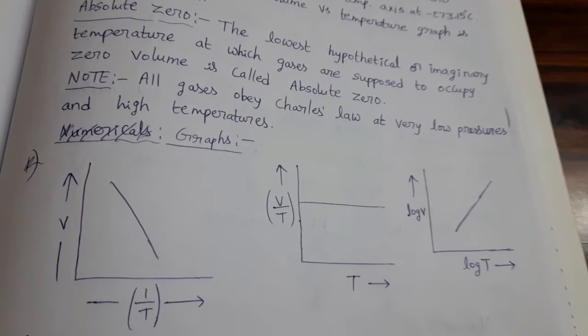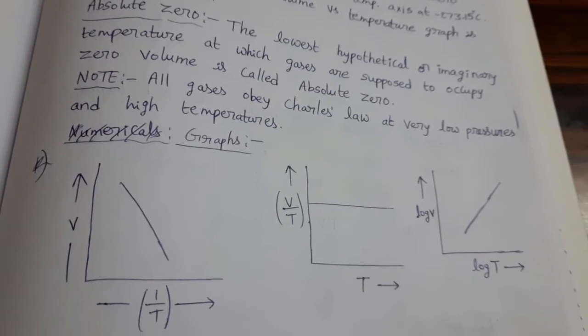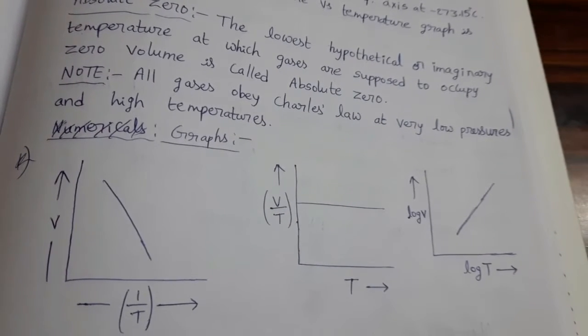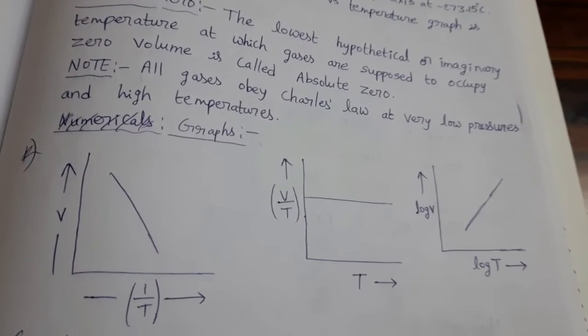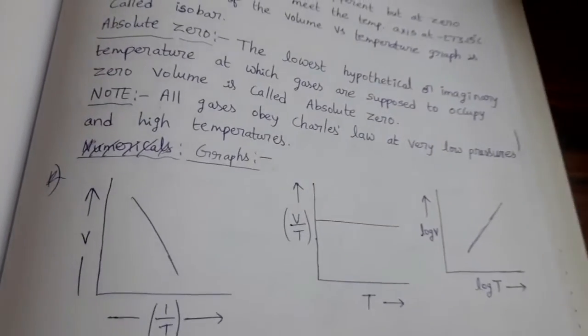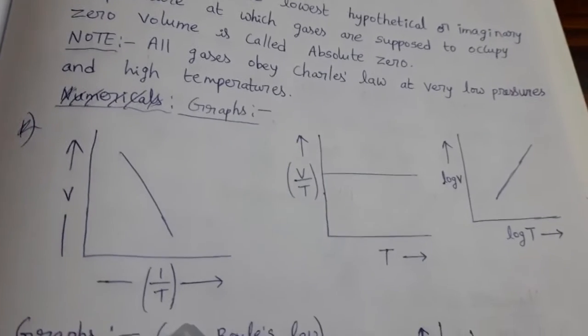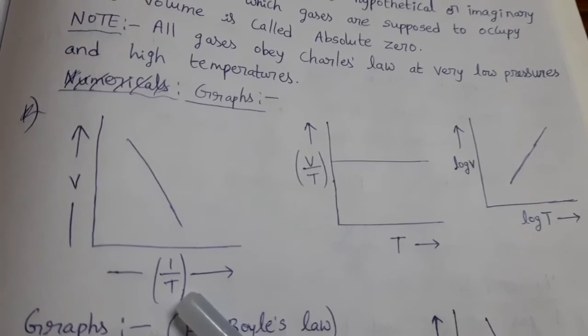In last class, we started Charles law. Charles law statement and graph completed. Now see the remaining types of graphs related to Charles law. See here, volume is taken on y-axis and 1 by temperature, absolute temperature is taken on x-axis.